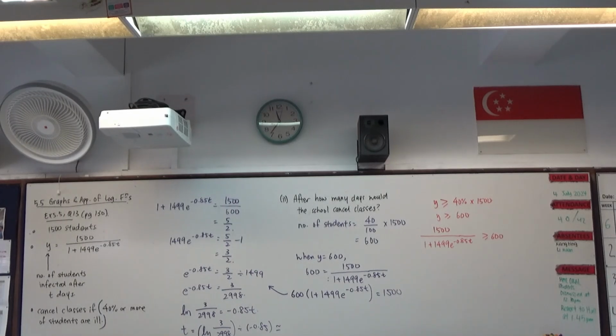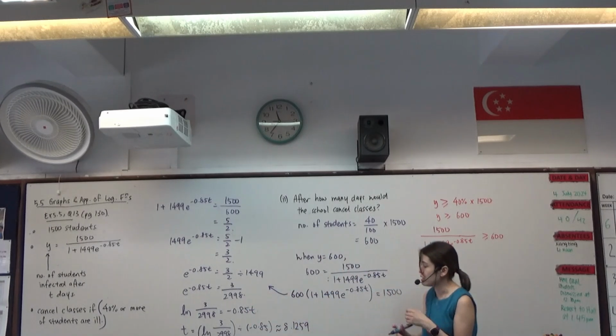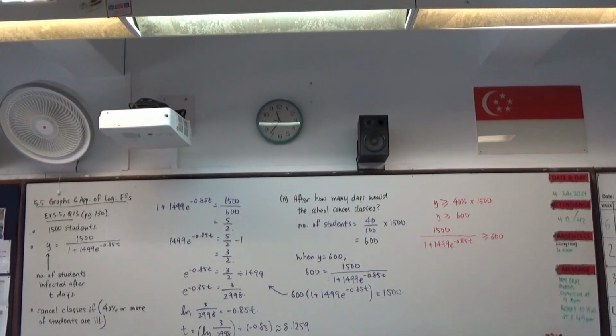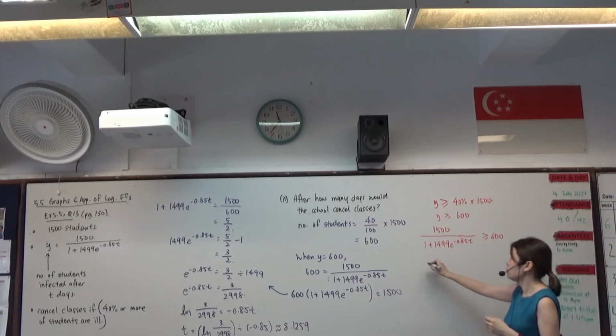What I've written on the whiteboard. What is the value of t that we get? 8.1259. Okay, even if you round it off to 3SF, it will be 8.13. But what is the objective of the question? How many days would the school cancel class, right? So we're looking at a whole number. Okay, what would the answer be?